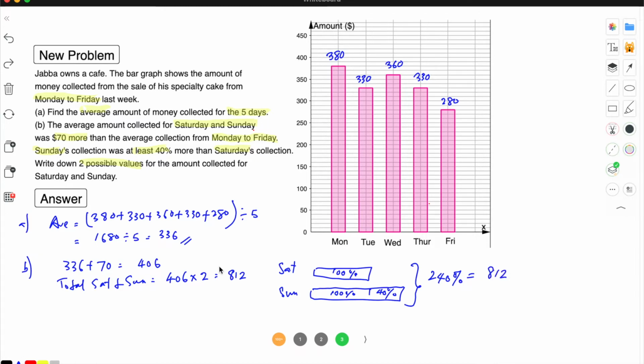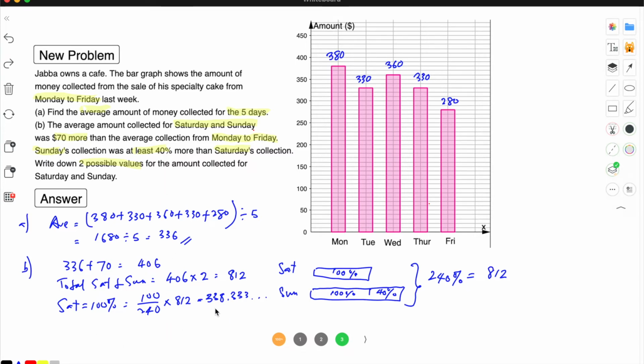Now let's calculate 100%, which is what Saturday's collection will be. So Saturday will be 100% divided by 240% multiplied by 812. I believe we're going to get a decimal number, 338.333 and so on. Now let's pause for a while, because Sunday's collection will be at least 40% more.